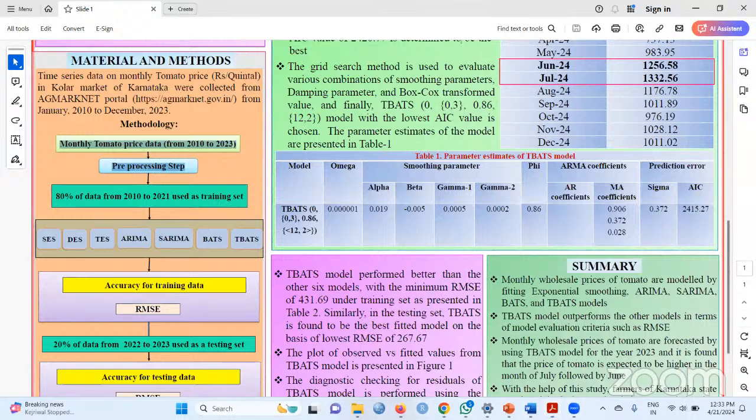Yes, if there are no queries, can we call upon the next presenter, please? Priyanka Kumari, are you there, ma'am? Yes, sir. Okay, we can continue, ma'am. We can share your screen. Okay, sir.